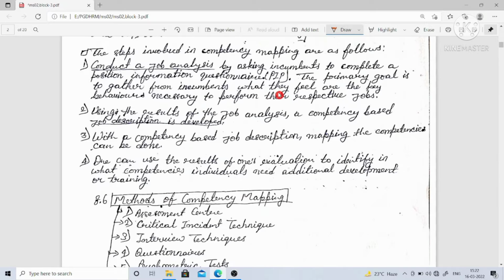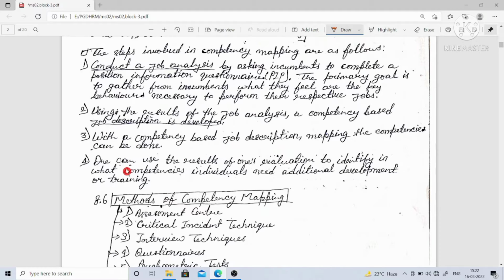Okay, in this first step, conducting a job analysis by asking incumbents to complete a position information questionnaire, the primary goal is to gather what incumbents feel are the key behaviors necessary to perform their respective jobs. Using the results of the job analysis, a competency based job description is developed. Then in the third step, with a competency based job description, mapping the competencies can be done.